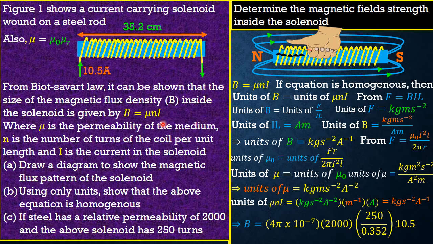Then friends, n in this case, guys, is the turn density, namely the number of turns divided by the length. The number of turns is 250. The length is 35.2 centimeters, which we can put to meters, which becomes 0.352. Then friends, our I in this case is the current. So we have 10.5 amperes. So this is what we have. If you substitute, guys, and simplify, we have an answer of B to be 18.74 teslas.